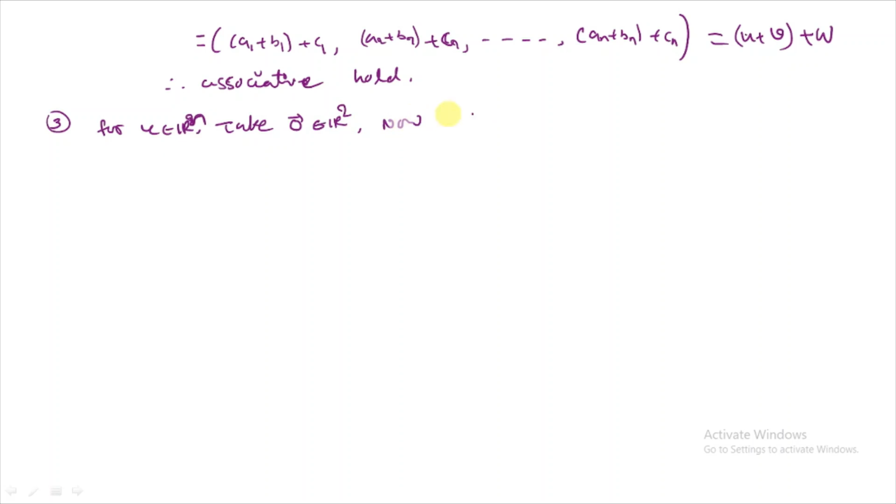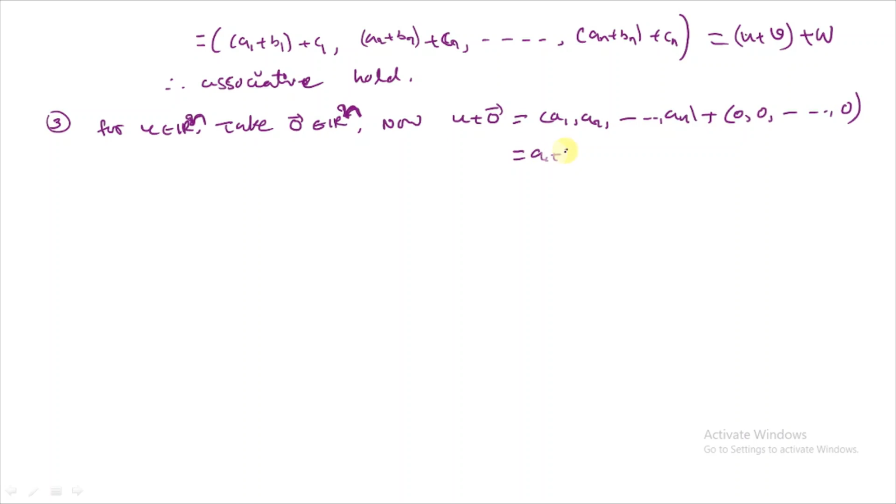Now, u plus 0. u is a1, a2, and so on up to an, plus the 0 vector. The 0 vector is in Rn, not R2. Rn means, as I told you last class, an element in Rn is an n-tuple. 0 also has n entries: 0, 0, 0. That is the closure property.